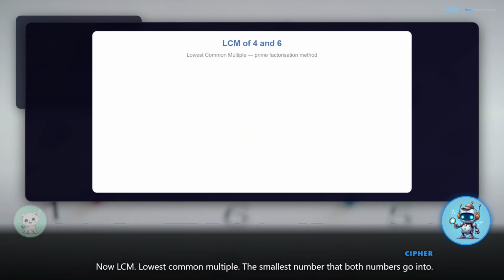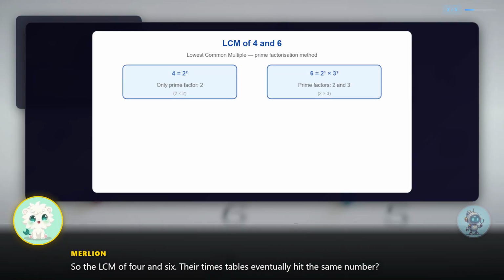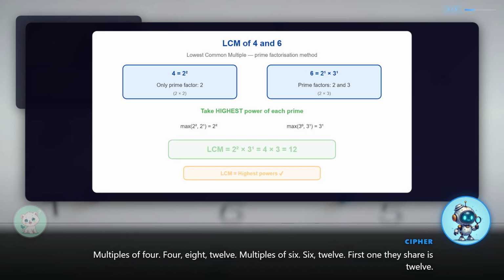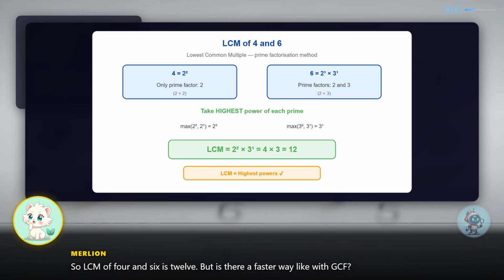Lowest common multiple. The smallest number that both numbers go into. So the LCM of 4 and 6, their times tables eventually hit the same number? Multiples of 4: 4, 8, 12. Multiples of 6: 6, 12. First one they share is 12. So LCM of 4 and 6 is 12.